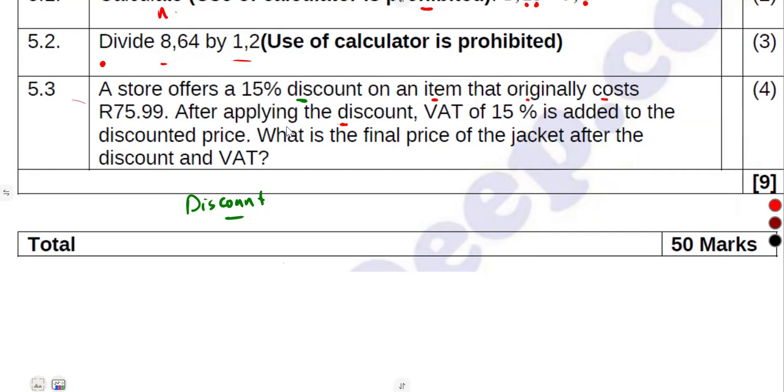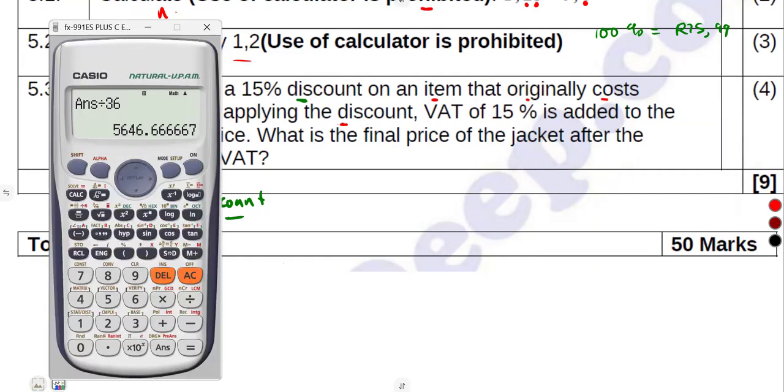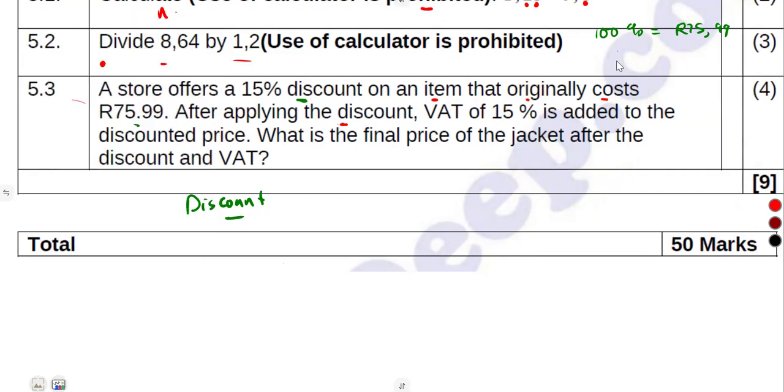15%. So you can calculate 15% of that original price, then subtract, or you can use the concept that at the original price, it is 100%. The original price is 75.99. Where there's a discount, you subtract 100 minus 15. You find the 85%. So you're asking at 85%, what is the price? It is going to be 85 over 100 times 75.99. That is your discounted value that you're going to have.